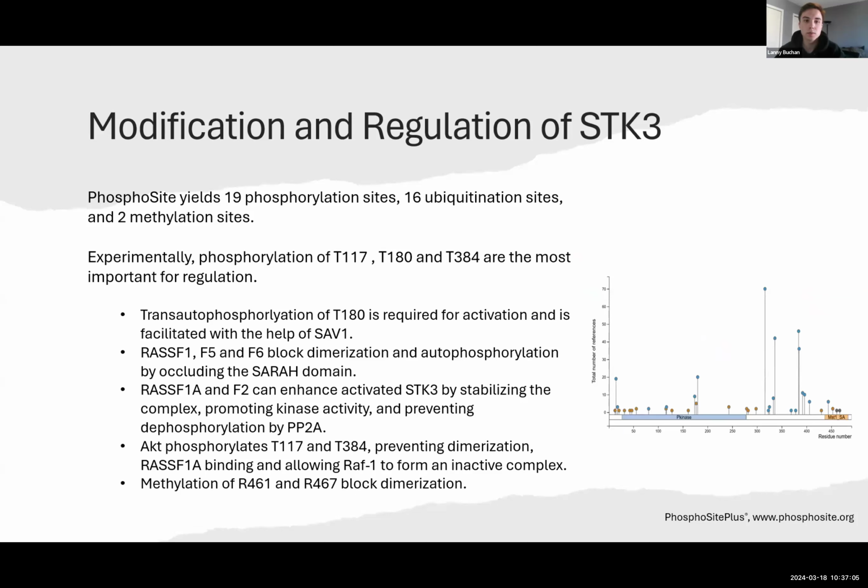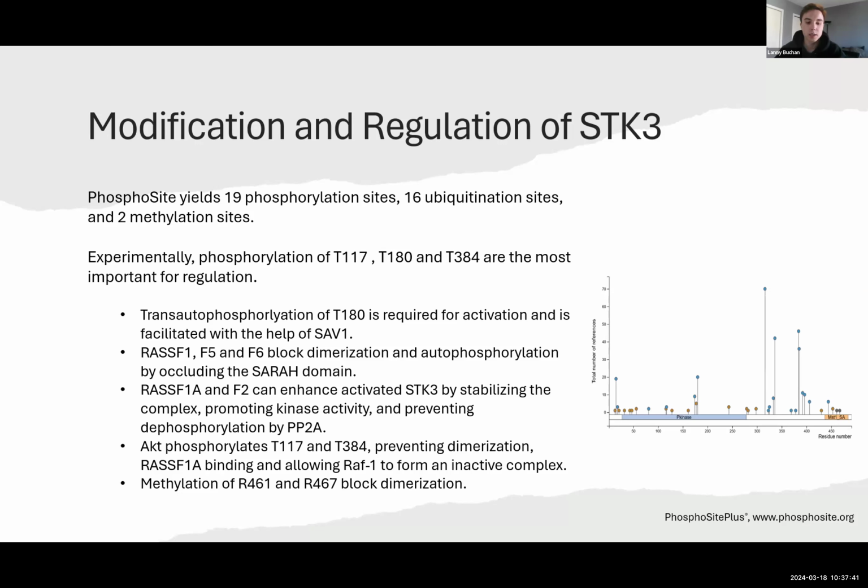PhosphoSite yields 19 phosphorylation sites, 16 ubiquitination sites, and just 2 methylation sites. So experimentally, the phosphorylations of threonines 117, 180, and 384 are said to be the most important for regulation. In order to be fully activated, STIK3 needs to undergo a process of trans-autophosphorylation, where its homolog STIK4 phosphorylates its threonine 180, leading to the assembly of the active site. And that dimerization and autophosphorylation process is thought to be facilitated with the help of SAV1.